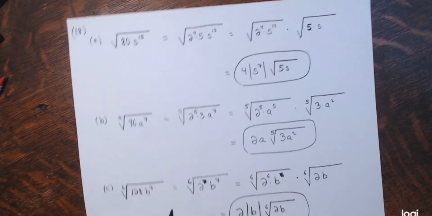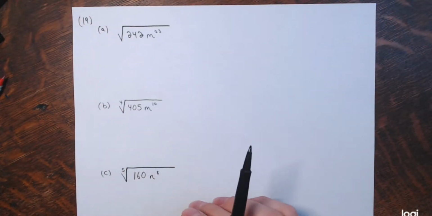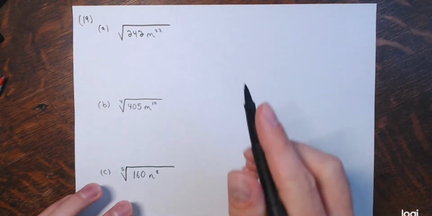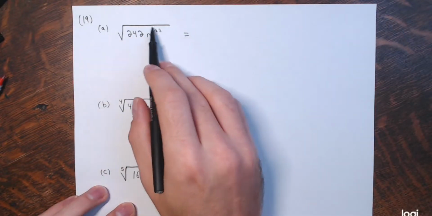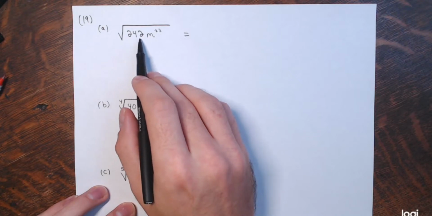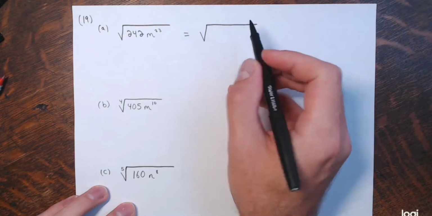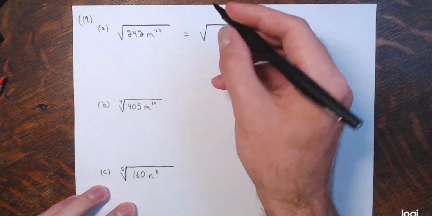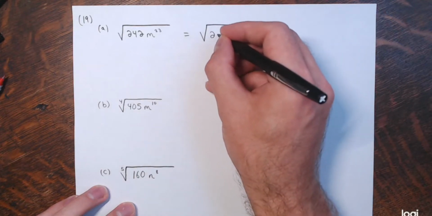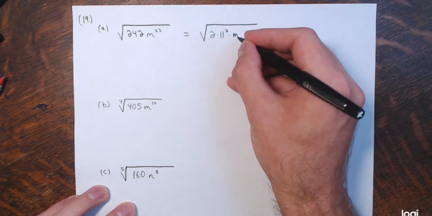Alright, let's keep going. Example 19, very, very similar. Numbers and variables involved. So we have the square root now of 242 times m to the 23rd. So once again, I'm going to break this up completely. Now 242, that's 2 times 121, and 121 is 11 squared. So that's 2 times 11 squared times m to the 23rd.